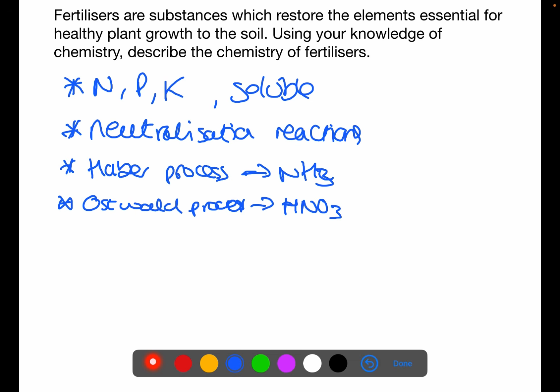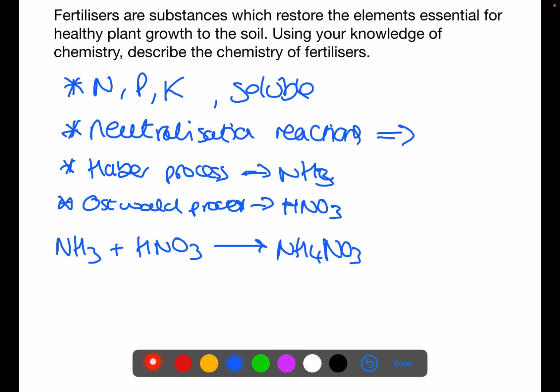You could then show an equation, so you could have ammonia and nitric acid to show that making ammonium nitrate, which is a really good fertilizer, and it contains nitrogen and it's soluble. You could show other equations. So for the neutralization part, you definitely want to show some equations which show fertilizers being made. So you're looking at nitrates and phosphates for that. For the Haber process, you could mention that you've got an iron catalyst. For the Ostwald process, you could mention that you've got a platinum catalyst.